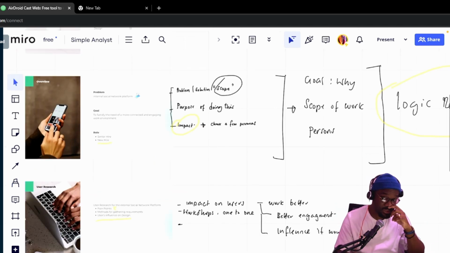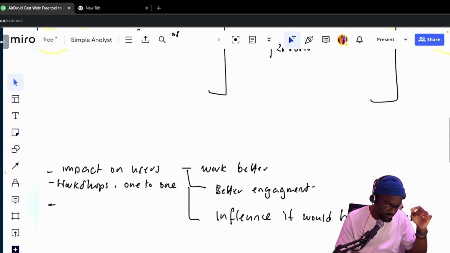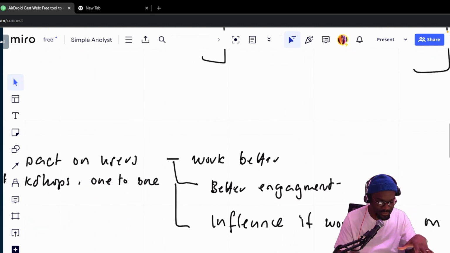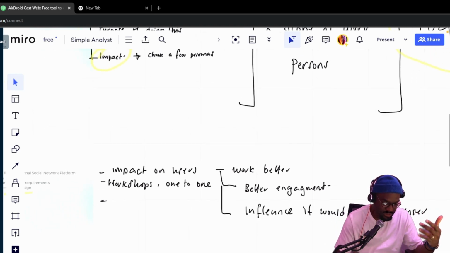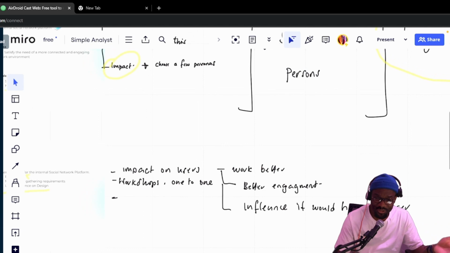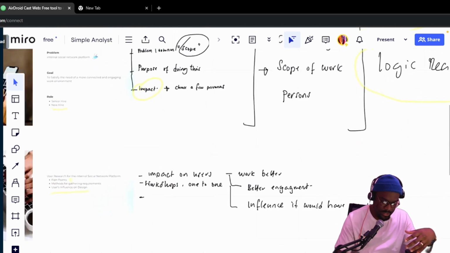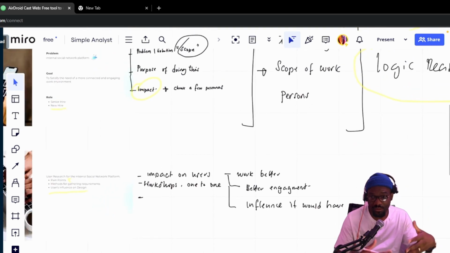Which brings me to this point where, from this slide, there are 3 things I'm looking at: the impact it's going to have on the users, right? I made a couple of notes, like it's going to help them to work better and to have better engagement. And of course, how to go about gathering these requirements. Is it by a workshop? Is it one-to-one? Is it even by surveys, right? There are lots of other techniques we can use to gather this information, as well as the user's influence on our wireframing process.